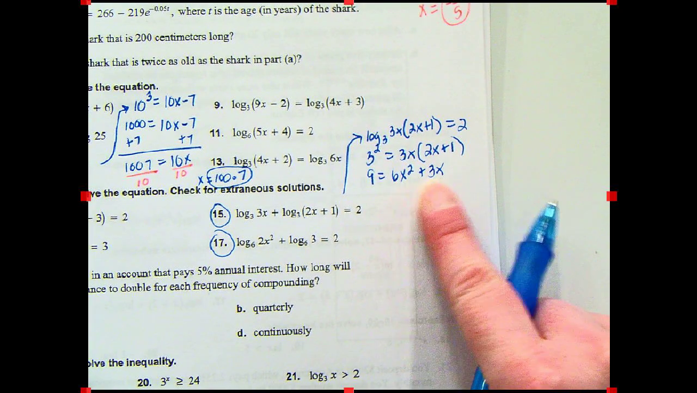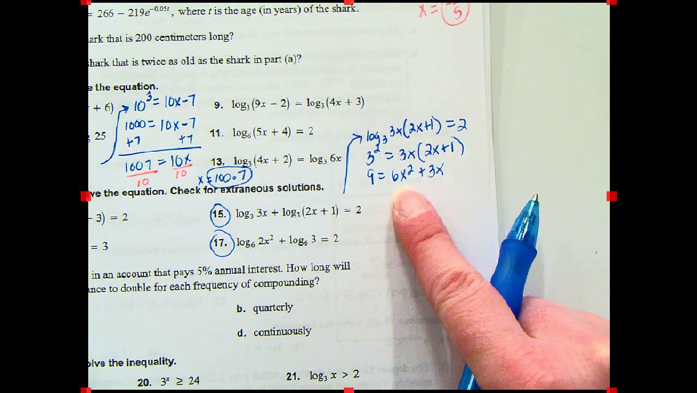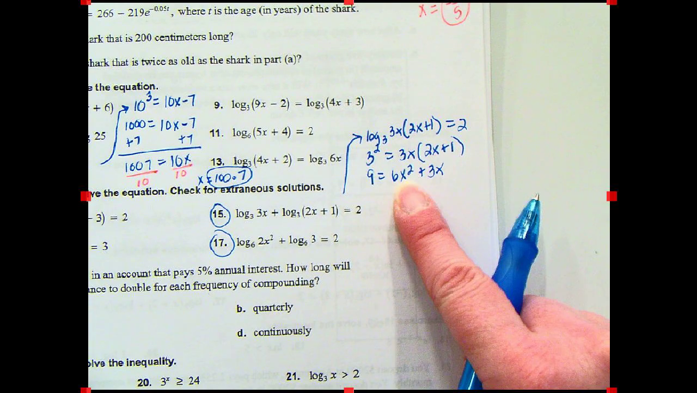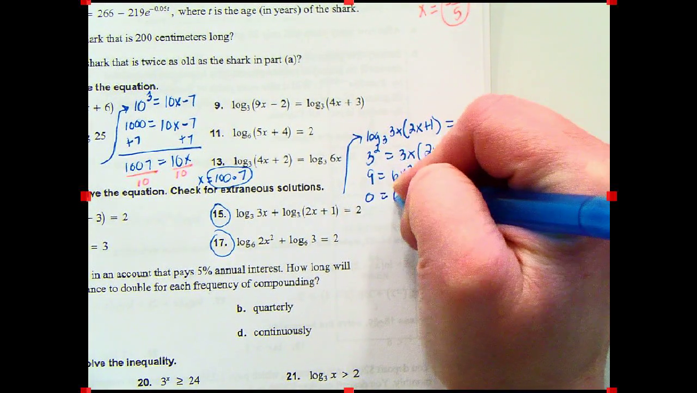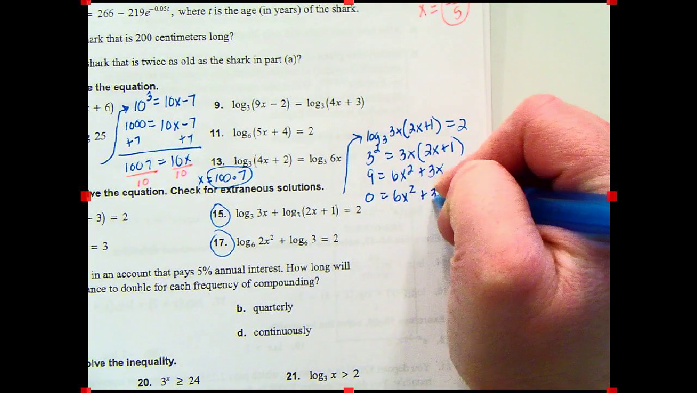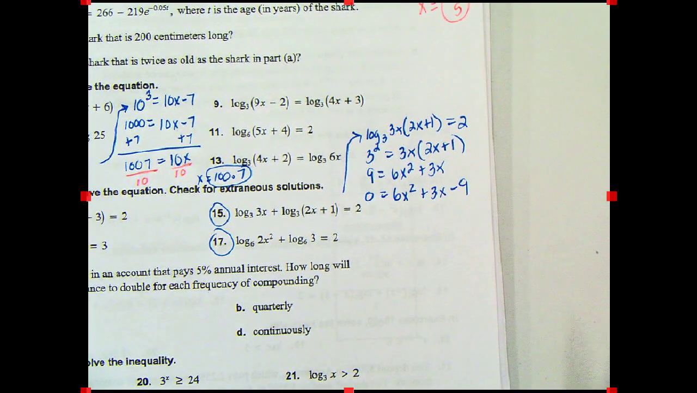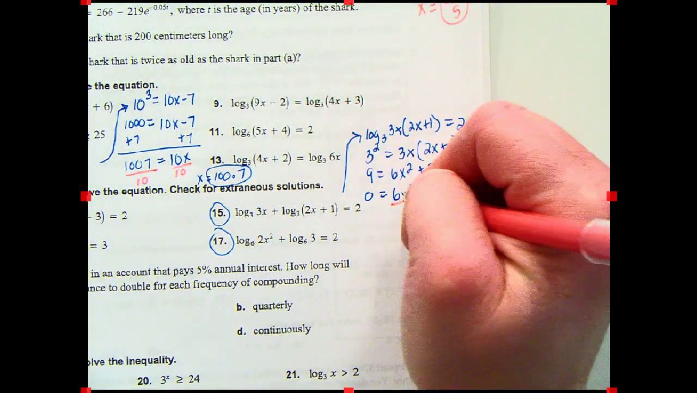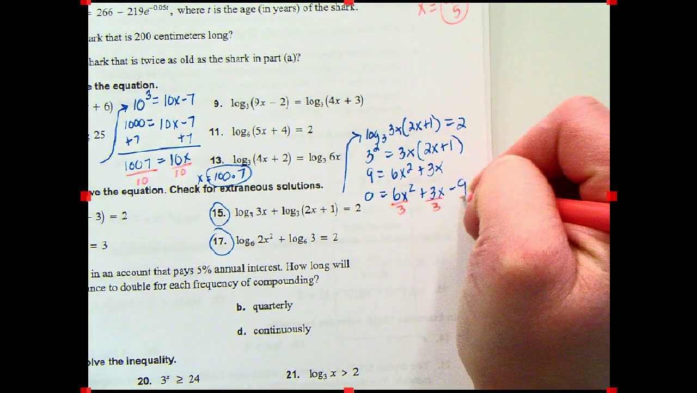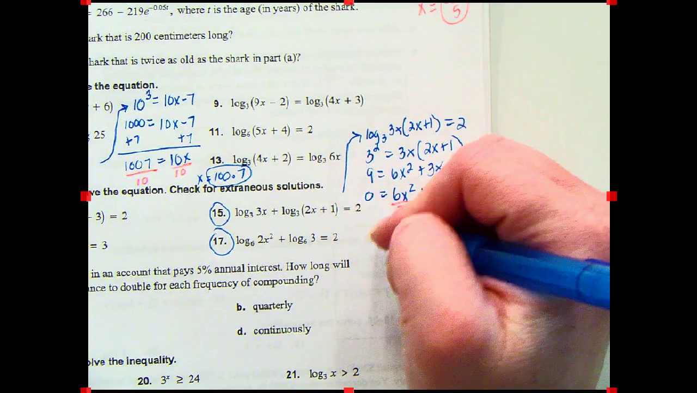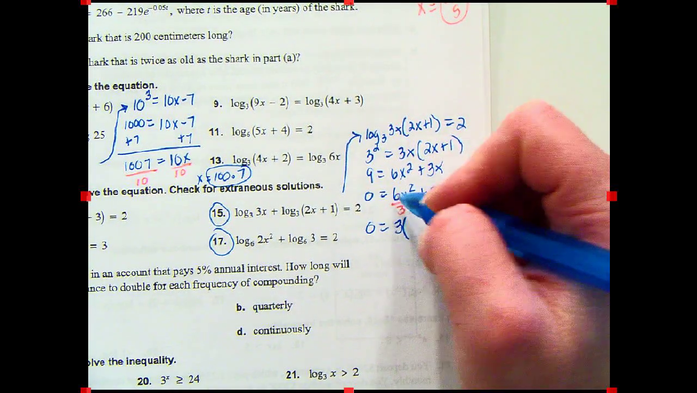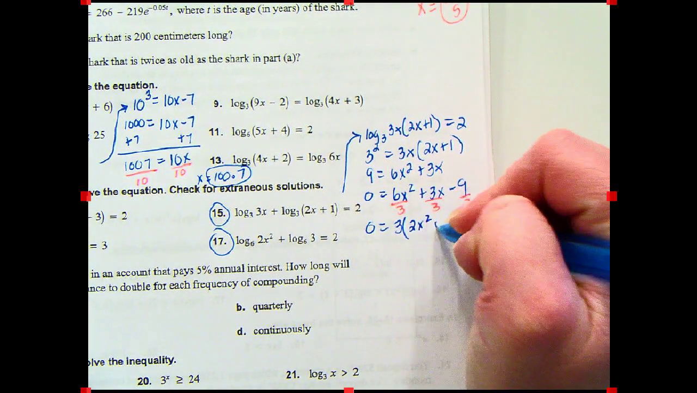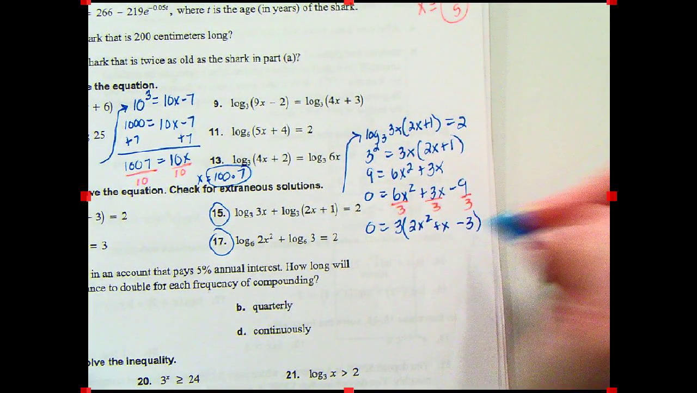And since I have an x squared and an x, I want everything on one side, and I want my x squared to stay positive, which means I'm going to subtract the 9 over. So I would get 0 is equal to 6x squared plus 3x minus 9. And I am going to have to factor this, but before I factor it, I see that they all have a 3 in common. So I am going to divide out that 3. So this is going to be 0 is equal to, here's the 3 that I divided out, it goes in front, and then I get 2x squared plus x minus 3.